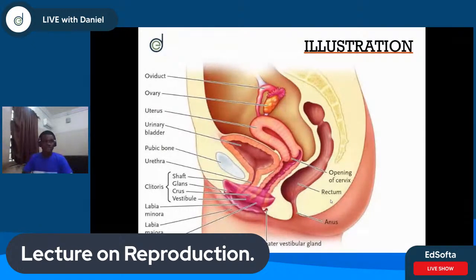Then we move to the next one, which is the uterus. Uterus, also called the womb. Now, it's a pear-shaped cavity composed of three layers of tissue. You have the perimetrium, the myometrium, and the endometrium. Popular questions in the exam: perimetrium, myometrium, and what? Endometrium.